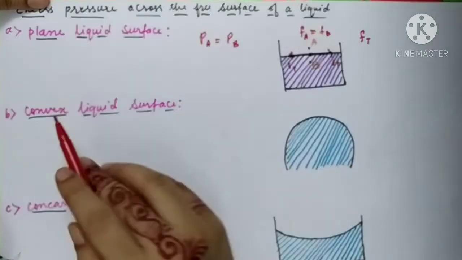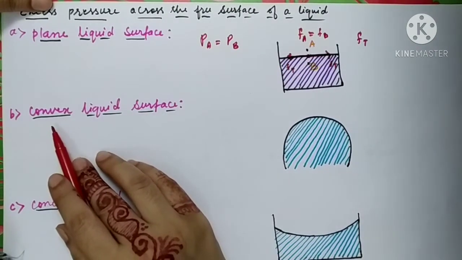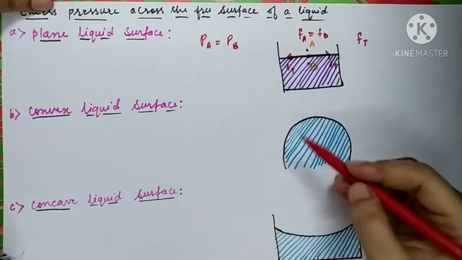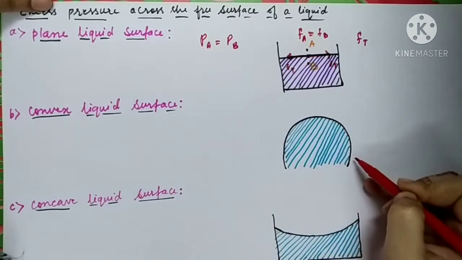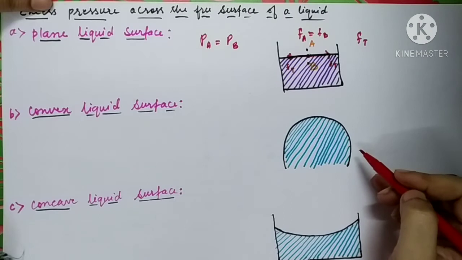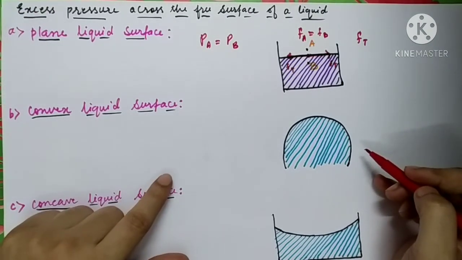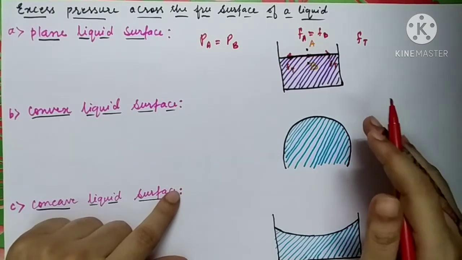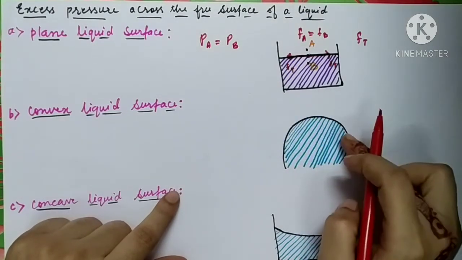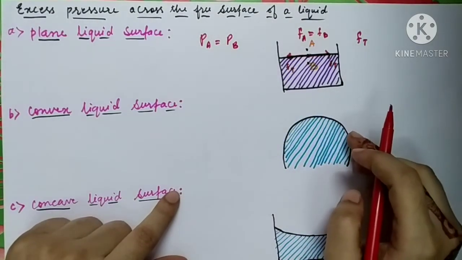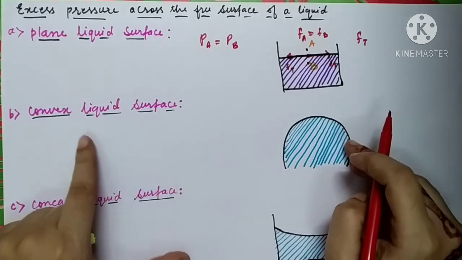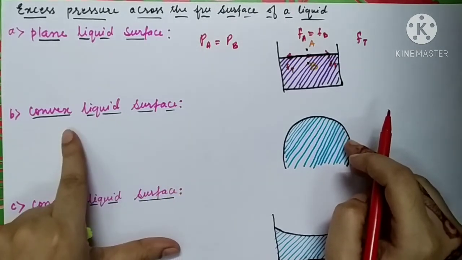Now let's move further to the next type of surface, the convex liquid surface. Here we have taken a convex liquid surface. You can consider the example of mercury. We all know that the mercury meniscus, or free surface of the liquid, is not exactly flat. It is slightly curved, or you can say that it is a convex surface.